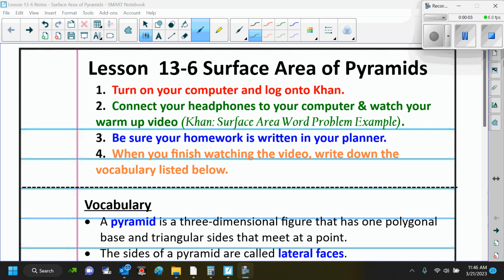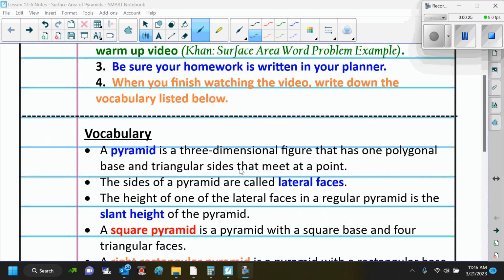Lesson 13-6 is surface area of pyramids. So the first thing we want to do is watch the video in Khan. It's called Surface Area Word Problem Example. Once you watch that video, make sure your homework is written in your planner, and we want to write this vocabulary.